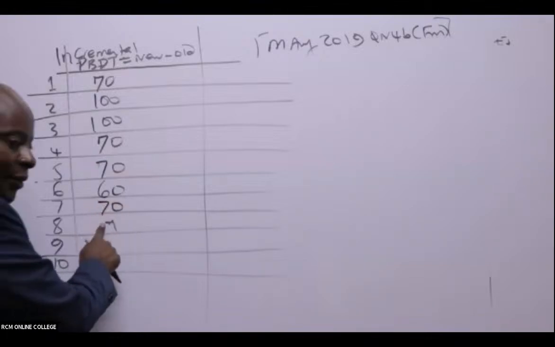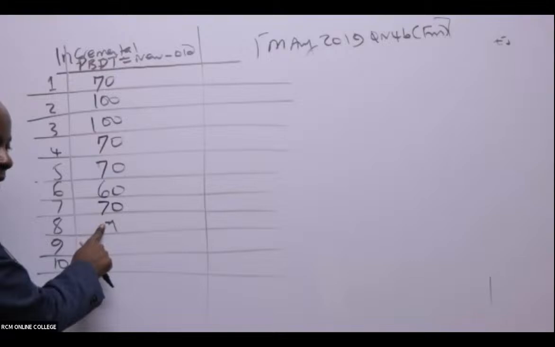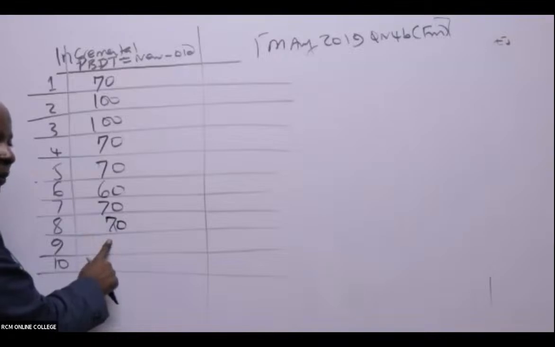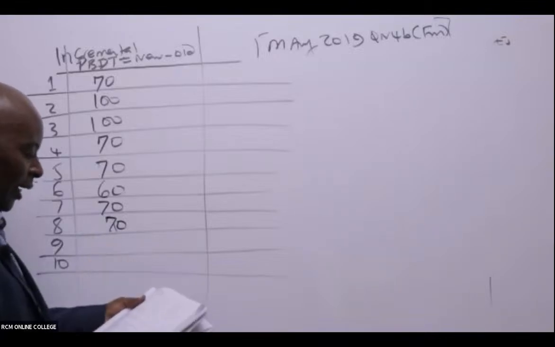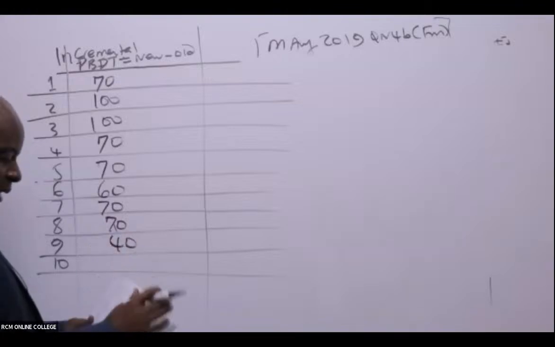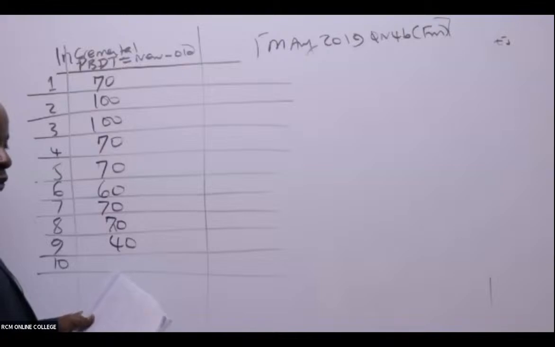Increase in year 8 seems to be 70. Increase in year 9, I'm being told it's 40. How about increase in year 10? Lastly, increase in year 10, we have 30.